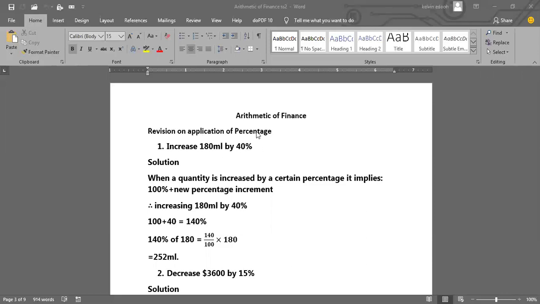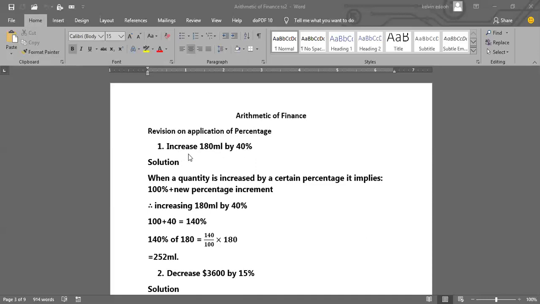For the first question, what we're going to consider is arithmetic of finance. Under this, before we dive into it, we're going to look at some applications of percentage, because most of those questions cover simple interest and compound interest, gain, profit and loss, percentage profit and loss, all those things. So you're going to see the application of percentage in most of those questions. Let's go over it again.